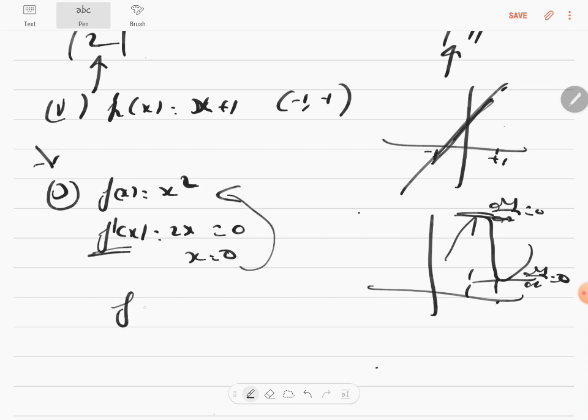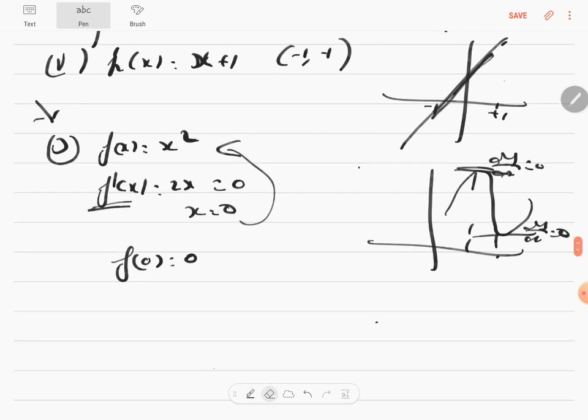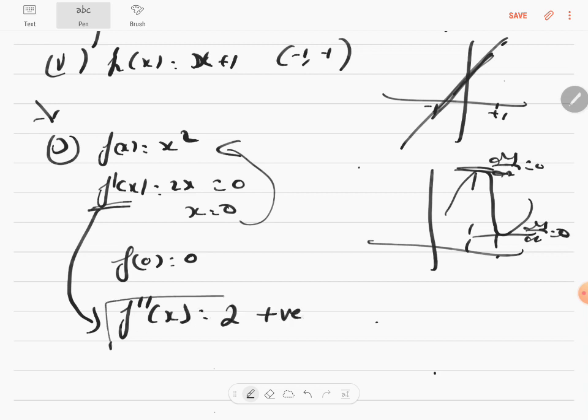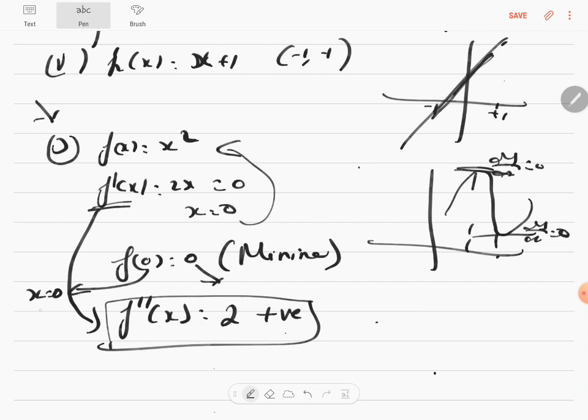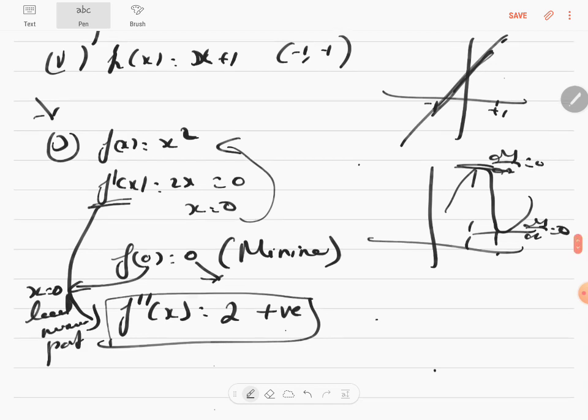Substitute that in the question, f of 0 is equal to 0. You don't know whether it's maxima or minima. You really don't know. We know logically it's a minima. But how to find whether it's minima or maxima? Take and do double differentiation. The answer is 2, which is a positive answer. If you get the double differentiation verification to be positive, then the value that you got is minima. So your minima is 0, at x is equal to 0, which is your local minimum point. So that's how you do this.